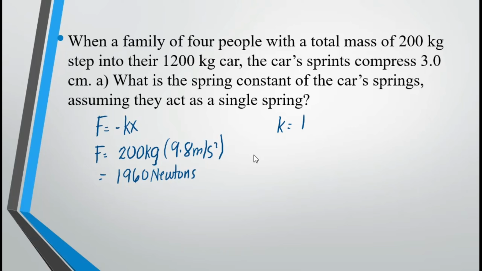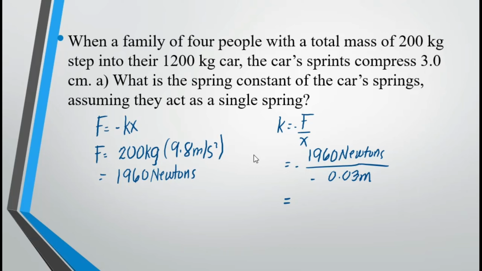So next is that we are going to look for k. Deriving the equation, we have k equals negative force divided by x. So we have the force of 1,916 newtons divided by our x, which is 3 centimeters, but you have to convert to meters, so that will become 0.03 meter. And it's also compression, so that will be negative displacement.